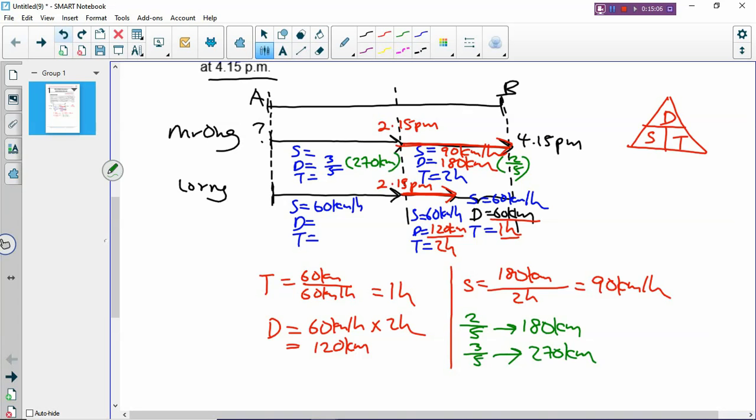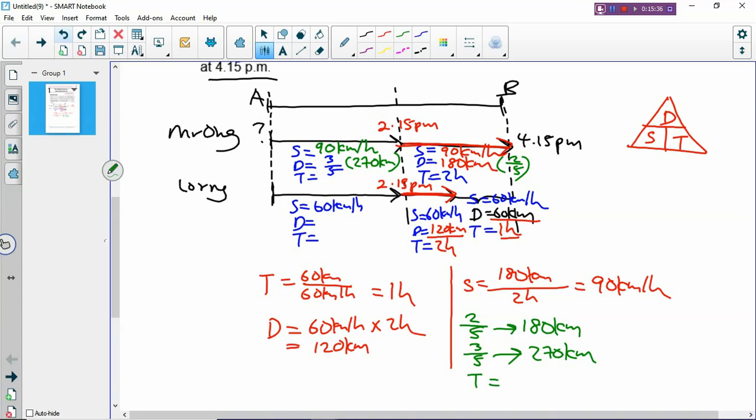So you can see that I did not really look at the problem. It's all by looking at the model. And of course your model must be big, otherwise it's going to be very squeezy and very messy. And what is the speed of Mr. Ong? The speed of Mr. Ong is still the same, because the question never says that Mr. Ong increased or decreased the speed, so his speed is still constant. And if I know the speed of Mr. Ong, and I also know that he traveled 270 kilometers to catch up with the lorry, then can I find the time taken for Mr.